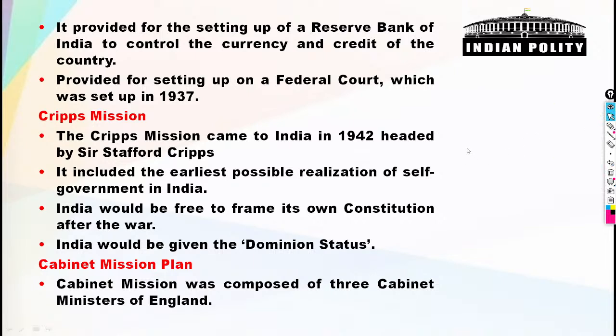So in 1946 the Cabinet Mission was sent because the British had already considered granting freedom or independence to India by June 1948. Hence it sent a mission consisting of three cabinet ministers of the British government at that point of time, that is Stafford Cripps, A.V. Alexander, and Pethick Lawrence. Hence, the commission is called the Cabinet Mission.